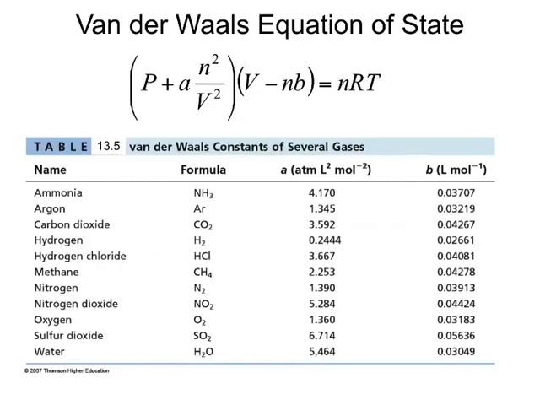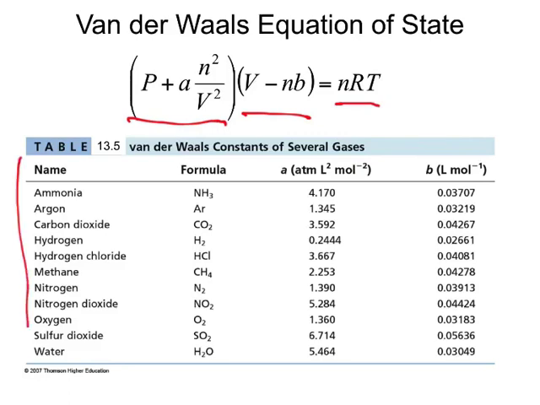Okay, so if you put these two pieces together, you get the van der Waals equation of state. It's probably the most famous of the various equations you can use to calculate properties of a real gas. And so we're just making adjustments to the pressure and the volume terms of the ideal gas law. This is still equal to nRT.